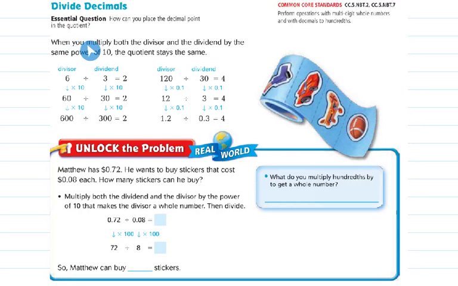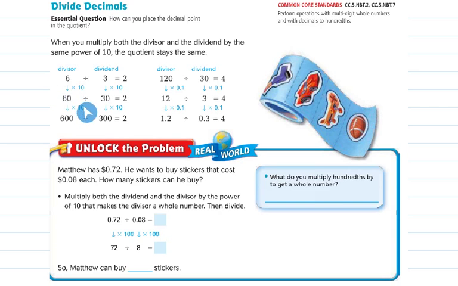It says when you multiply both divisor and dividend by the same power of 10, the quotient stays the same. So we can see our divisor here is 6 and our dividend is 3. If you multiply 6 by 10, you would get 60. If you multiply 3 by 10, you get 30. And 6 divided by 3 is 2. 60 divided by 30 is 2. You can always check using inverse operations. 2 times 3 is 6. 2 times 30 is 60.